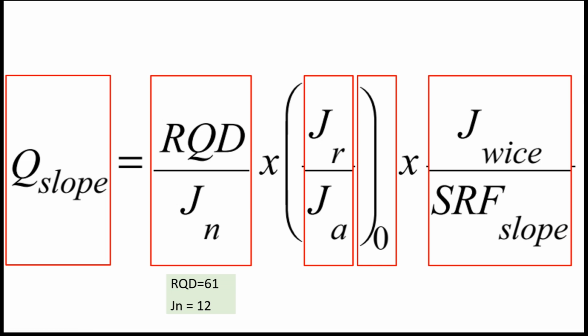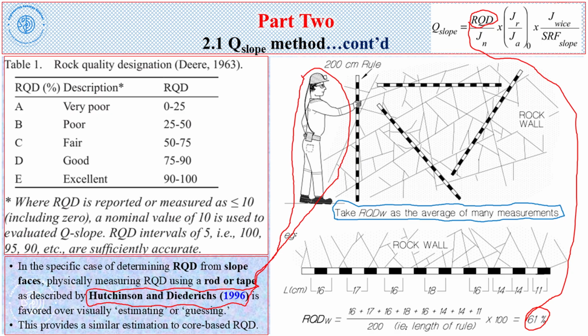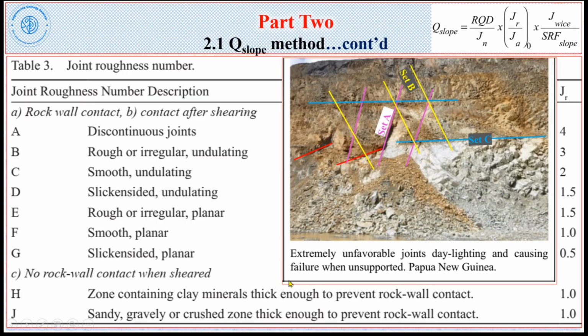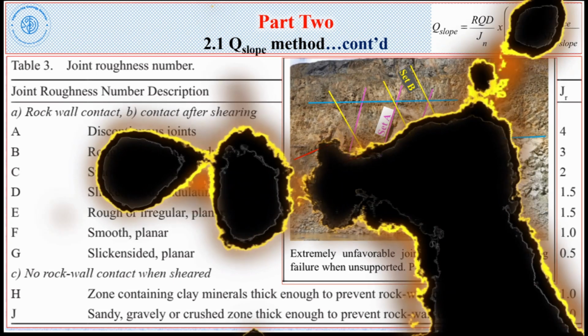redefine the Q-slope value. Q-slope value is equal to RQD divided by joint set number rating, times joint roughness number rating divided by joint alteration number rating, times orientation factor for joint roughness, for the ratio between joint roughness and joint alteration, times joint wall water reduction and ice reduction factor, or environmental and geological factor, divided by strength reduction factor of the slope. So in our previous video, we already determined the RQD value and also the joint set number, and today we are going to discuss how to determine the joint roughness number and the joint alteration number.